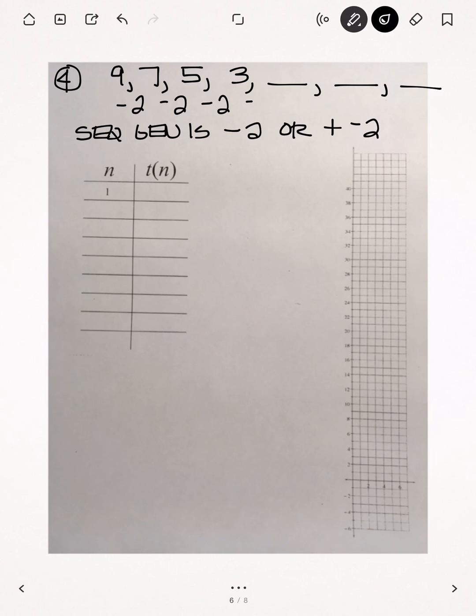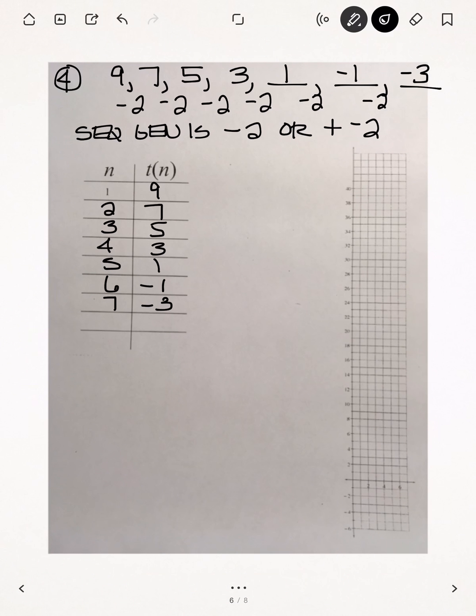When I subtract 2 again, I'm going to get 1. 1 minus 2 is negative 1. And negative 1 minus 2 is negative 3. So I completed my sequence. I'm going to write it in my n, t of n chart. I have my first term is 9. My second term is 7. My third term is 5. My fourth term is 3. My fifth term is 1. My sixth term is negative 1. And my seventh term is negative 3. I am decreasing by 2 each time.